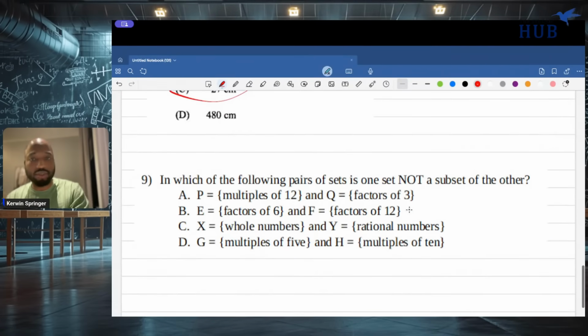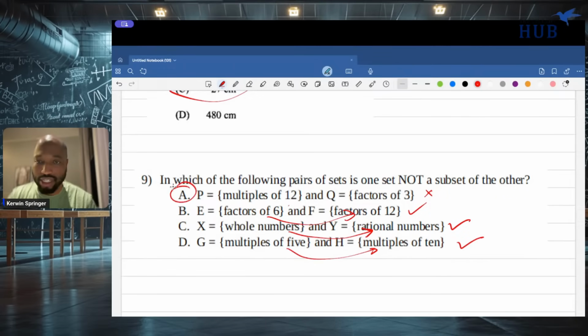Trappy people. So what's the answer for this one? Which of the following pairs of sets is one set not a subset of the other? Multiples of 12 and factors of 3. This is not looking like it's working out. Factors of 6, factors of 12, whole numbers, rational numbers, multiples of 5, multiples of 10. So this is a subset of this. This is a subset of this. This is a subset of this. A is the answer for this one.